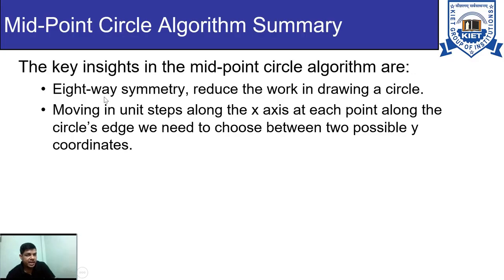So we can see that 8-way symmetry reduces the work in drawing a circle, because we are calculating 1 point and the rest of the 7 points we are calculating by using the concept of symmetry. Now moving in unit steps along the x-axis, at each point along the circle edge we need to choose between two possible y coordinates, and this we have already seen. We are simply incrementing the value of x, and for the y value, either we are not changing it or we are decrementing it.